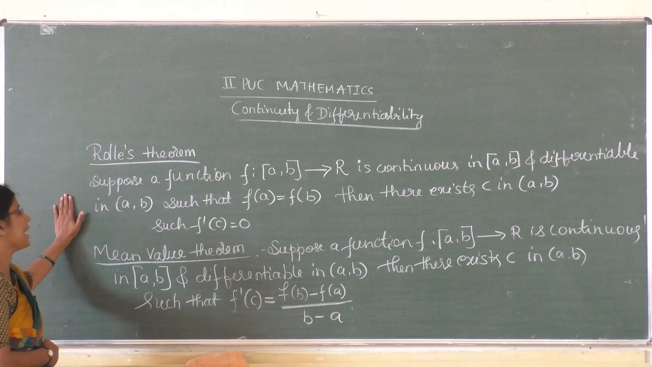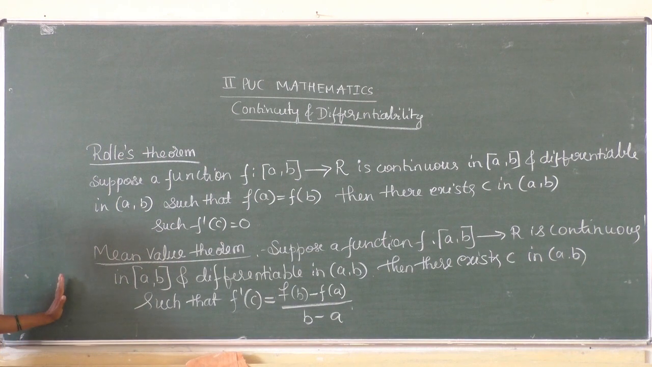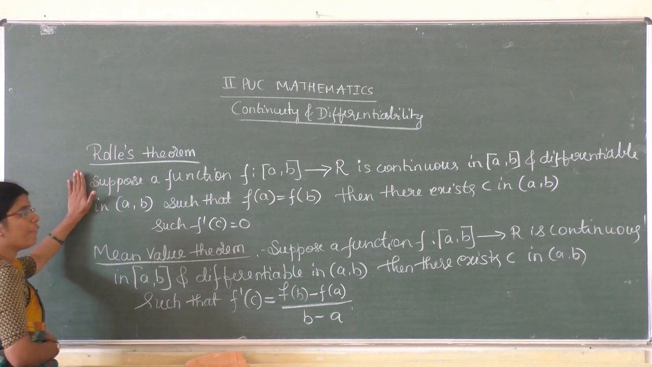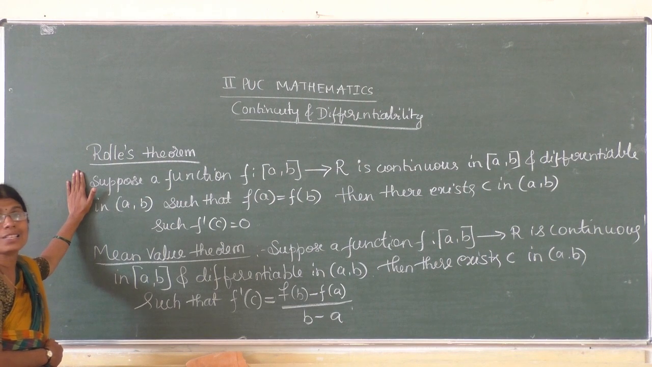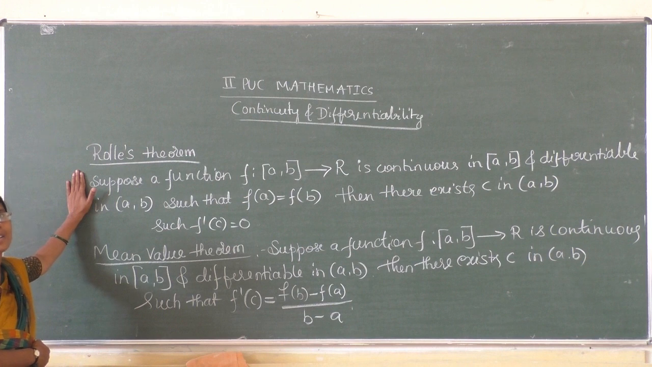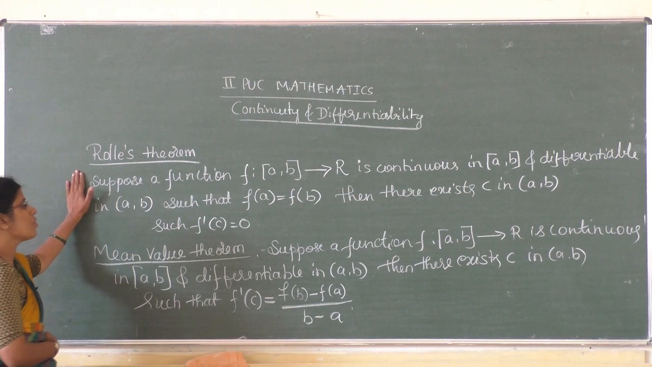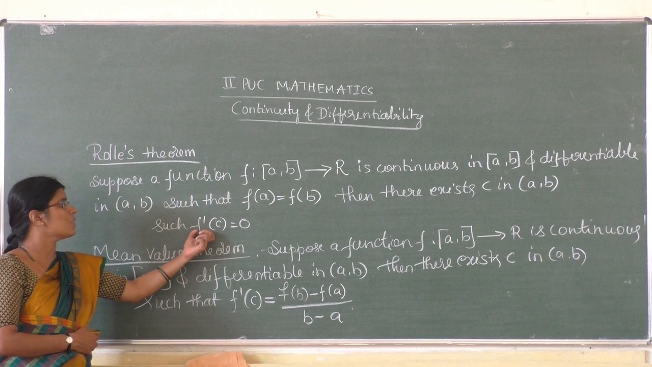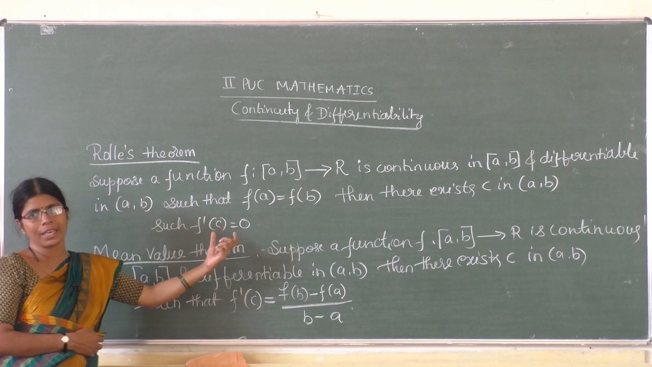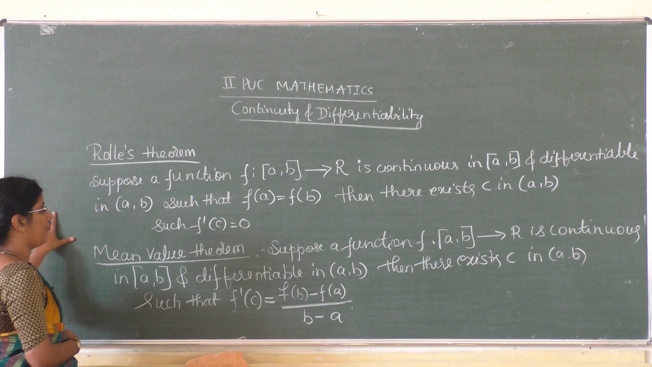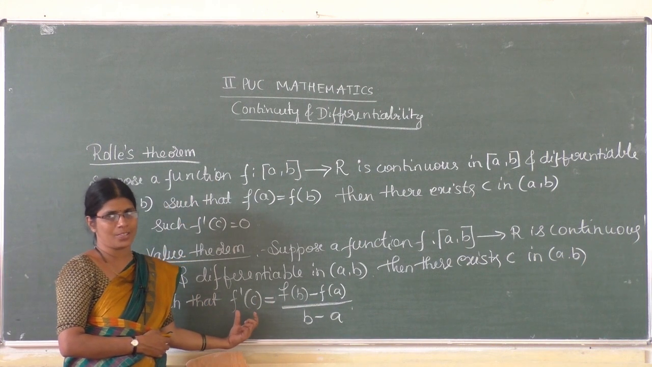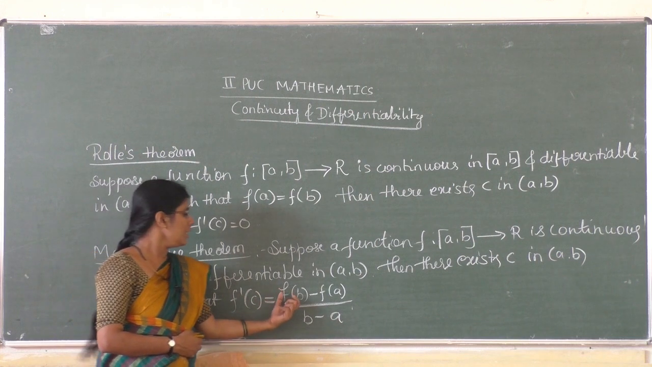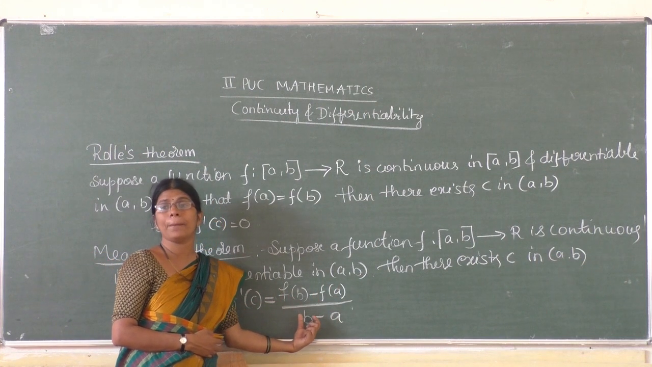So this is how we state Rolle's theorem and the mean value theorem. In first PUC we studied that the derivative of a function at a particular point is nothing but the slope of the tangent. So at some point the slope of the tangent becomes 0, and that is how we take Rolle's theorem. Here f'(c) is nothing but the slope of the tangent at the point c.